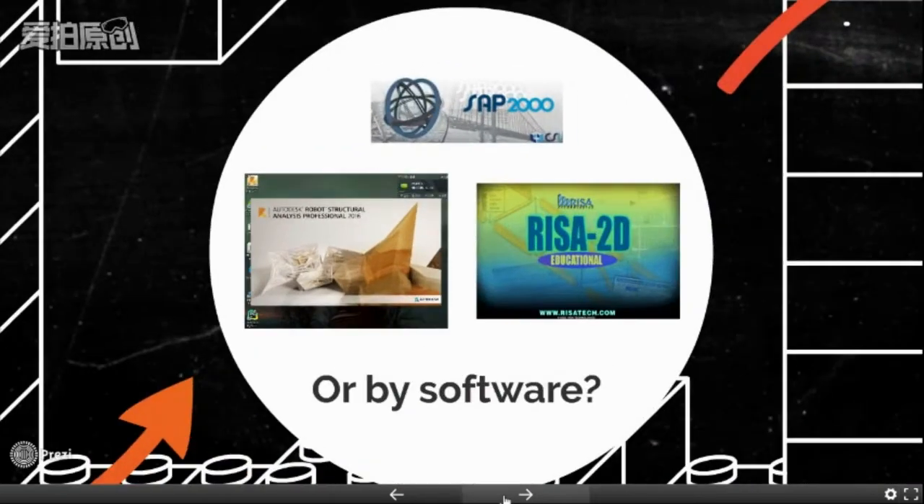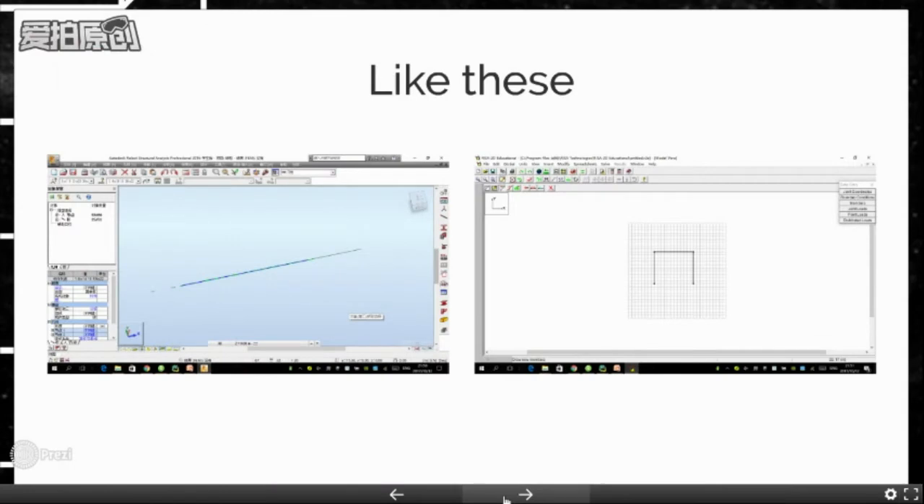So suppose you want to solve it by software, it's also possible. Like for the simple one, there's Reset 2D, or more complicated, like Autodesk Robot or SAP2000. If you download it and you have the license key, it seems that you're all set and ready to go. But then you're troubled by the complicated user interface. Like you don't know which button, which key to press to draw the structure on the canvas.